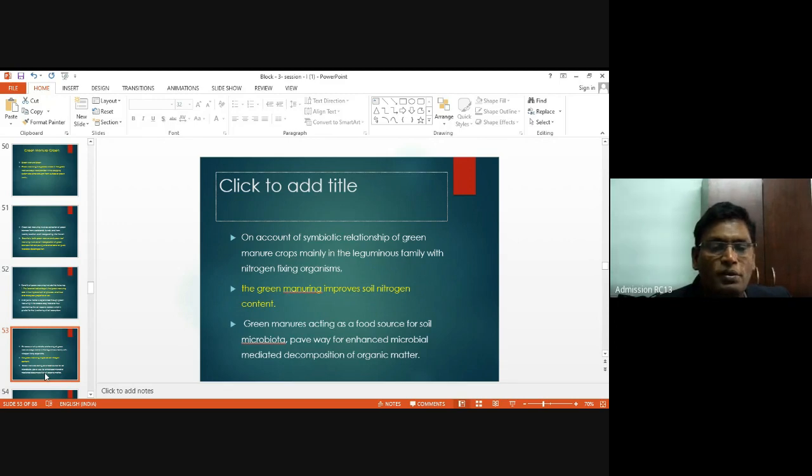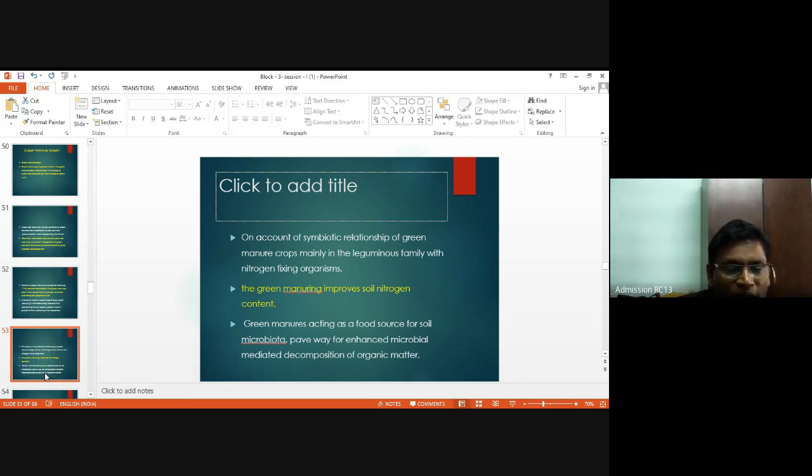Then, on account of the symbiotic relationship of green manure crops, mainly in the leguminous family, with nitrogen fixing organisms, there is a nitrogen fixing organism which fixes nitrogen into the soil that the plant will ultimately utilize. So the nitrogen component, mainly in the leguminous plants, can be made available to the soil. And green manuring improves the soil nitrogen content. In the soil testing we saw in the earlier class, more than 47% of soils have less of the required nitrogen content. That is one of the essential nutrients for plant growth. So green manuring improves soil nitrogen content, and that's why green manuring application is important.